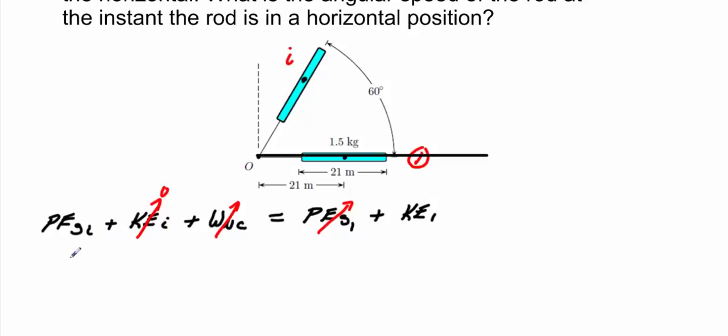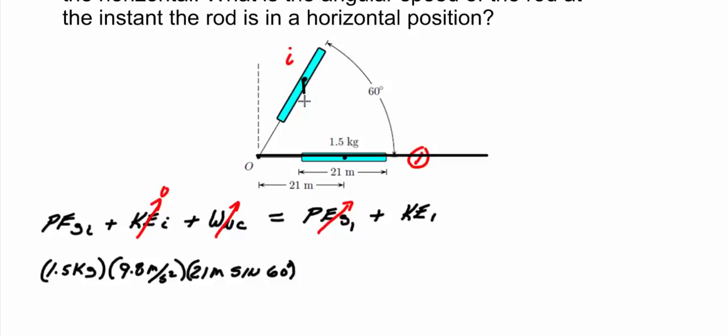So we can write that as the mass, which will be 1.5 kilograms, times the value of gravity, which is 9.8 meters per second squared, times the height. The height here is going to be 21 meters, from here to here, times the sine of 60 degrees. Again, that's going to give me that distance from here down to here. That's going to be basically my h value.